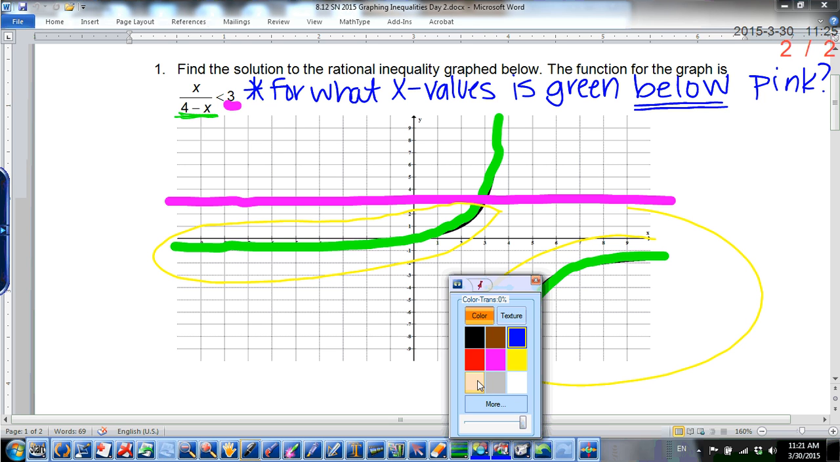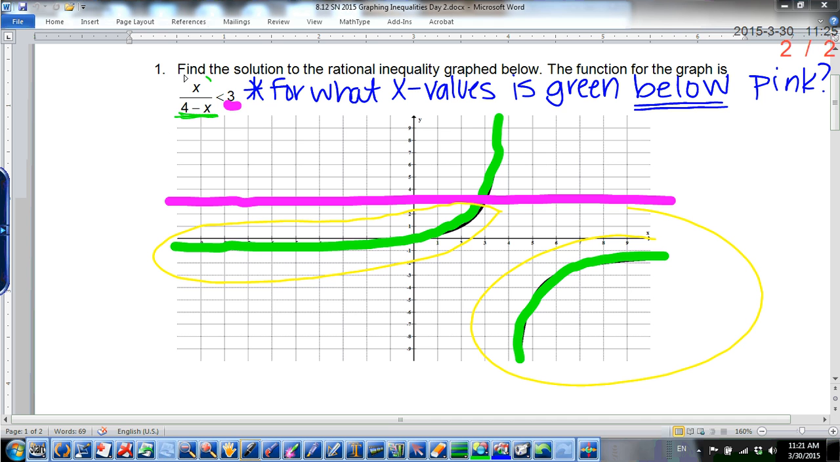Now, we have to use a little bit of our knowledge of rational functions to help us out just a tad. Where does this rational function have a vertical asymptote, as an equation? Yeah, x equals 4. A vertical line at x equals 4. So we need to make sure we are paying attention to that, because that is going to adjust our answer.